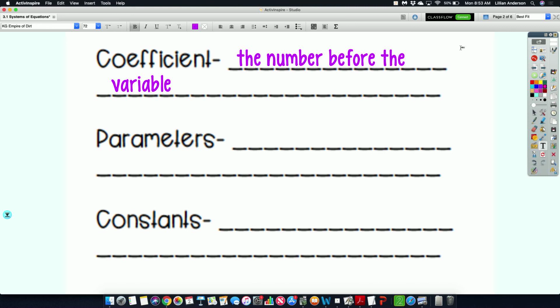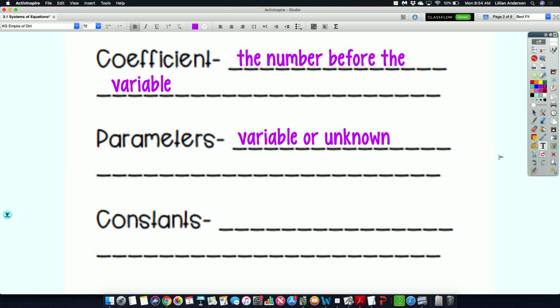What about parameters? Think about it. We're talking about an equation. The coefficients, the number in front, the parameter could potentially be the variable. Yes. Parameters are basically the variables that you're dealing with. It's also basically known as your unknown. So your variable or your unknown.